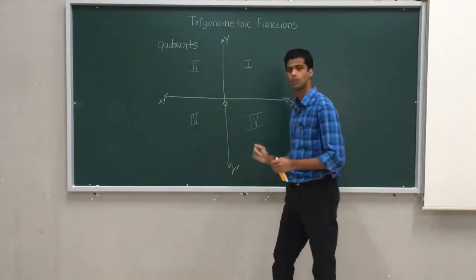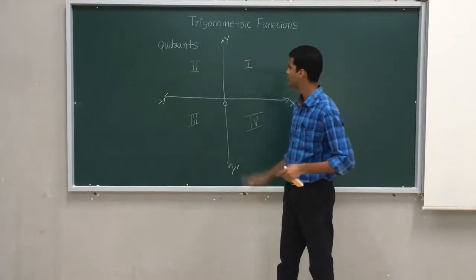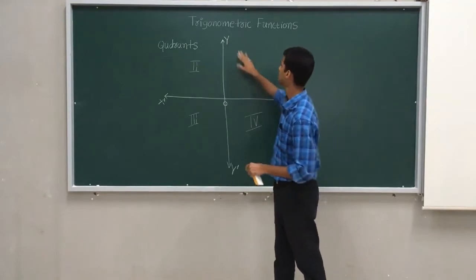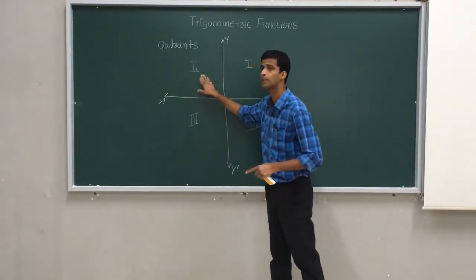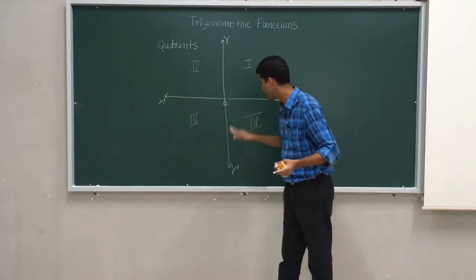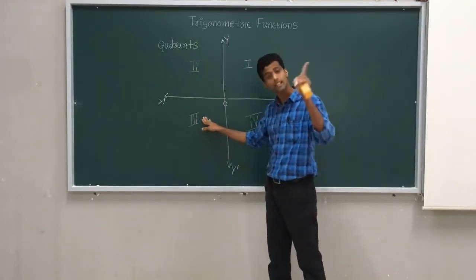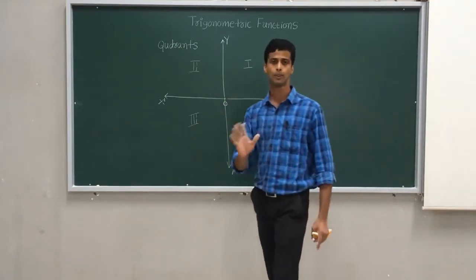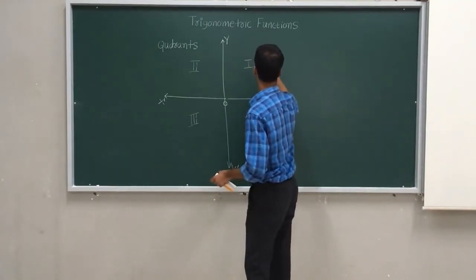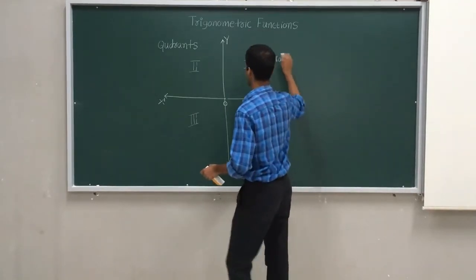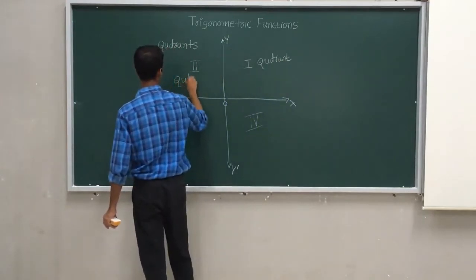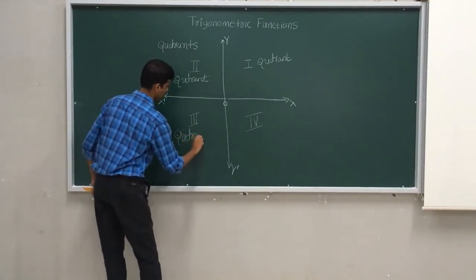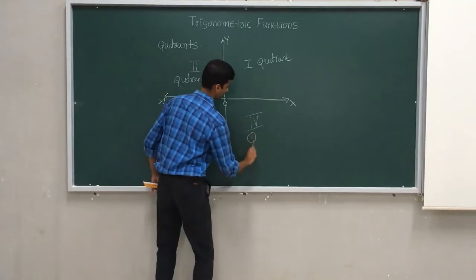So these two lines divide the plane into 4 compartments. The 4 compartments are X, O, Y, which is the first compartment or first quadrant. Y, O, X dash is the second compartment, the second quadrant. X dash, O, Y dash is called the third compartment, the third quadrant. And Y dash, O, X is the fourth compartment, called the fourth quadrant. So I write here: first quadrant, second quadrant, third quadrant, last one, fourth quadrant.